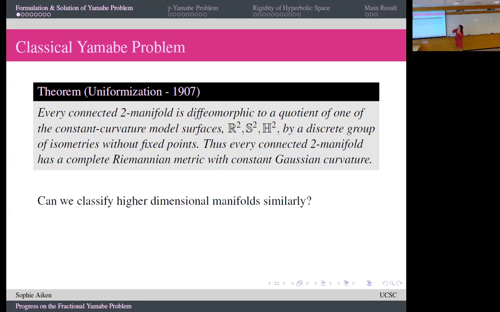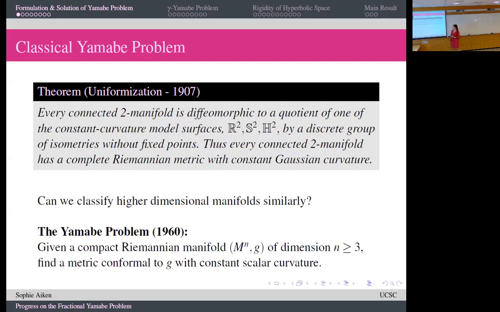This is a really interesting theorem on its own because it connects the geometry and the topology of these spaces. It takes questions about the topology of these spaces and allows us to make them geometric questions by doing these classifications. So it would be very interesting if you could do a similar classification for higher dimensional manifolds. And that's exactly what Yamabe asked in 1960.